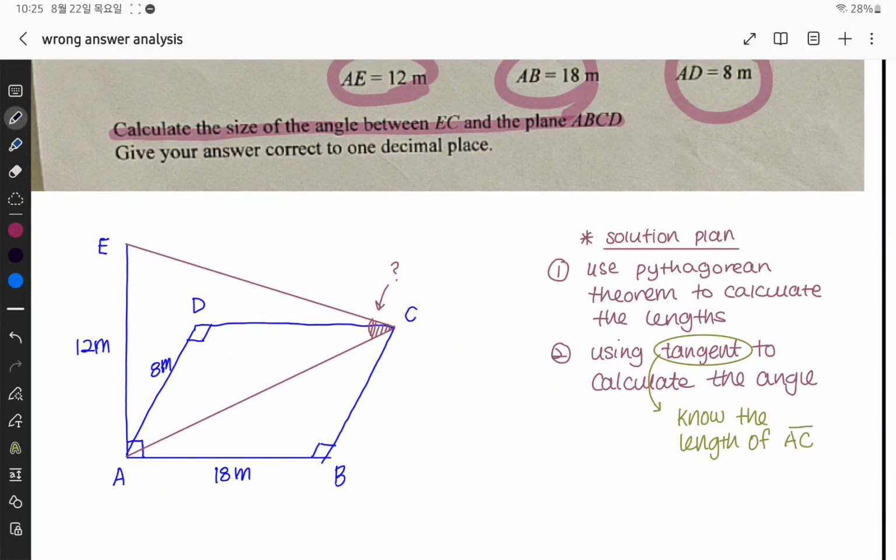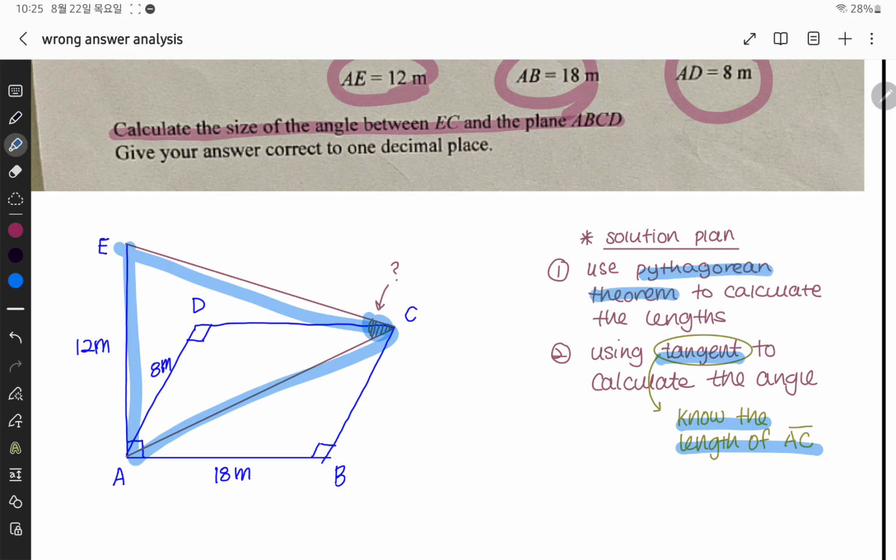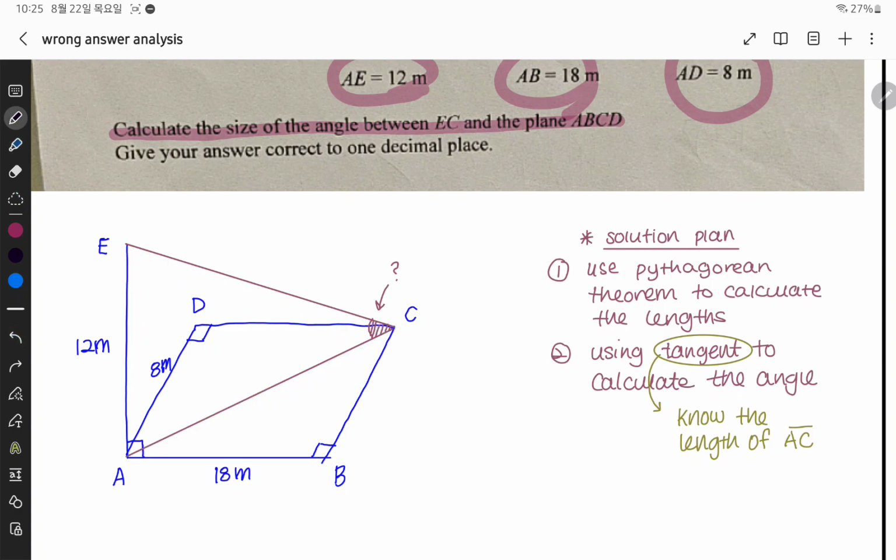So my solution plan is to use the Pythagorean theorem to calculate the lengths of each triangle of EAC, the EAC triangle right here, which I'm going to use the tangent to calculate the angle right here, which is what's being asked. And to calculate the tangent, I need to know the length of AC. So the purpose of using the Pythagorean theorem to calculate the lengths is to know the length of AC in order to use the tangent to calculate the angle, okay? All right, so we're going to follow the solution plan.